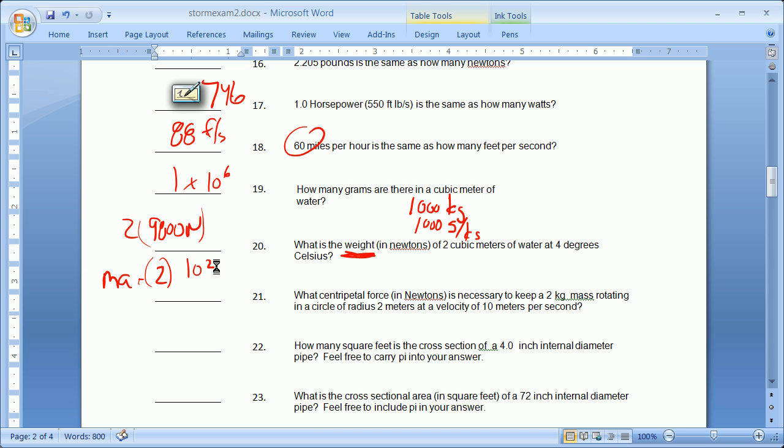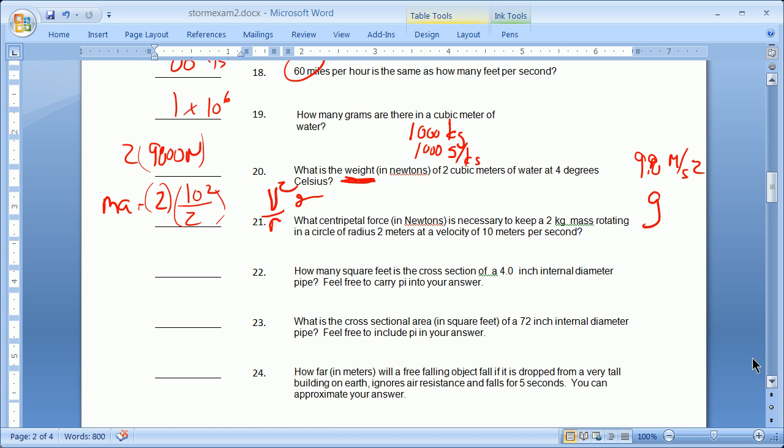Centripetal force is mass times acceleration, which is 2 kilograms times acceleration, which is 10 squared over 2. So the 2's cancel, so you're looking at a force of 100 newtons. Remember, centripetal acceleration is v squared over r. The other one you're supposed to know is g. So this is gravitational, 9.8 meters per second squared. And this one varies based on what you're feeling when you go around a corner.